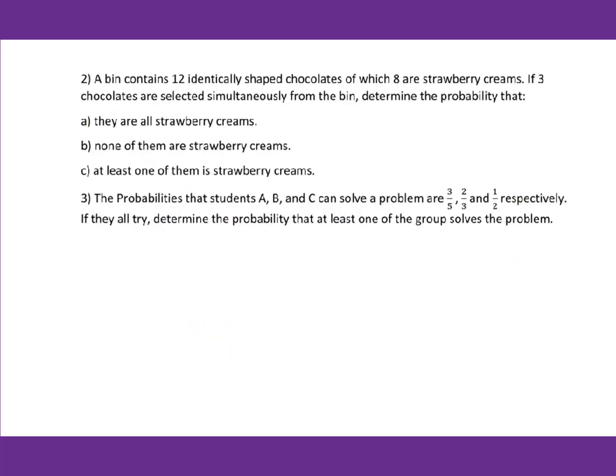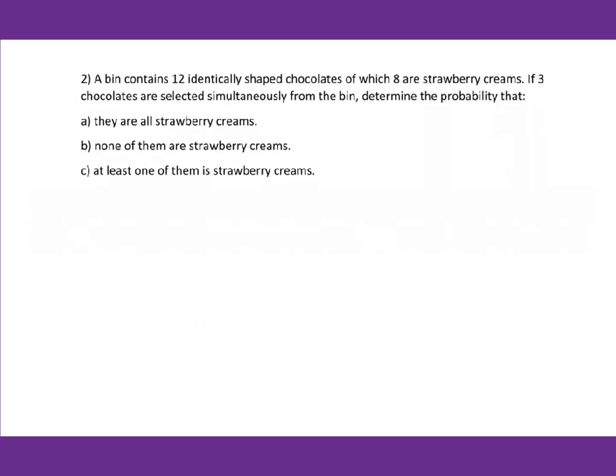Second question. A bin contains 12 identically shaped chocolates, of which 8 are strawberry creams. If 3 chocolates are selected simultaneously from the bin, determine the probability that A, they are all strawberry creams. The word simultaneously means without replacement.